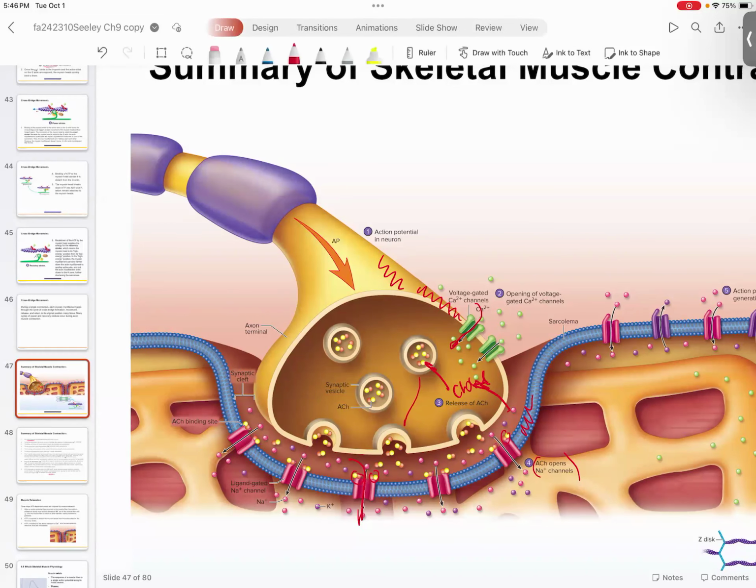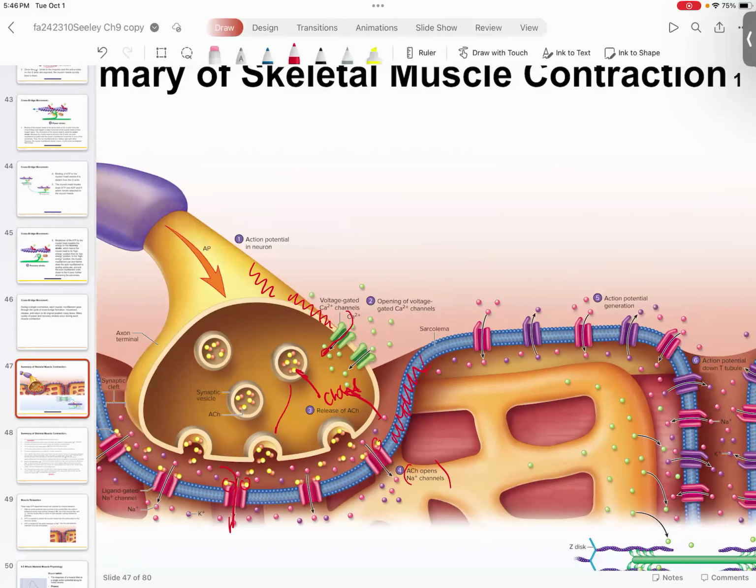Now then, as your action potential starts to propagate and roll through the sarcolemma, it is going to be triggering more voltage-gated sodium channels, which is going to allow the inrush of sodium, causing a depolarization, which will continue to cause the action potential to propagate through the sarcolemma.